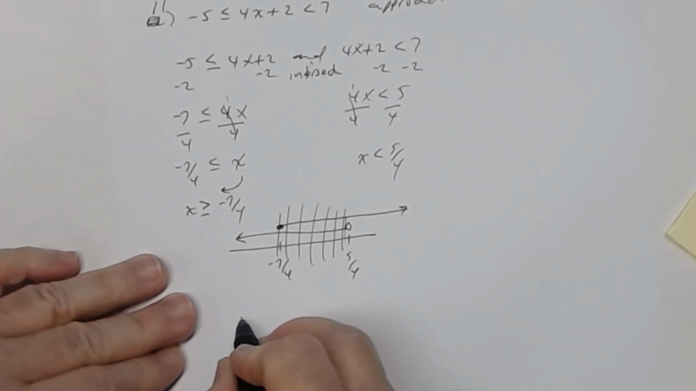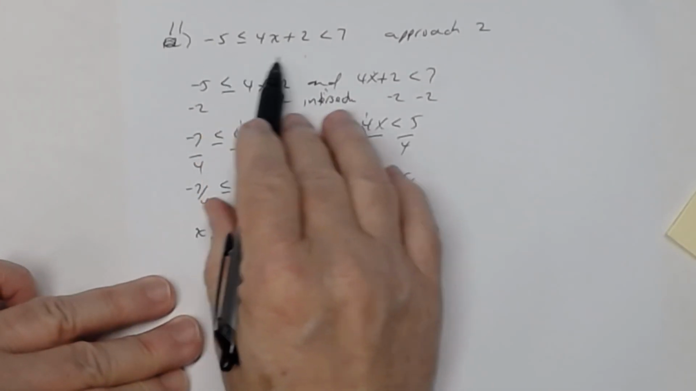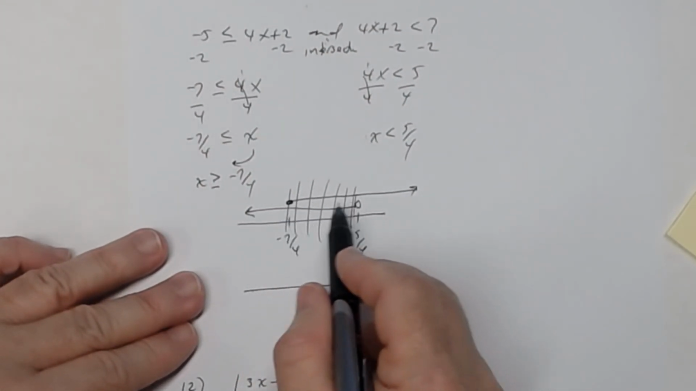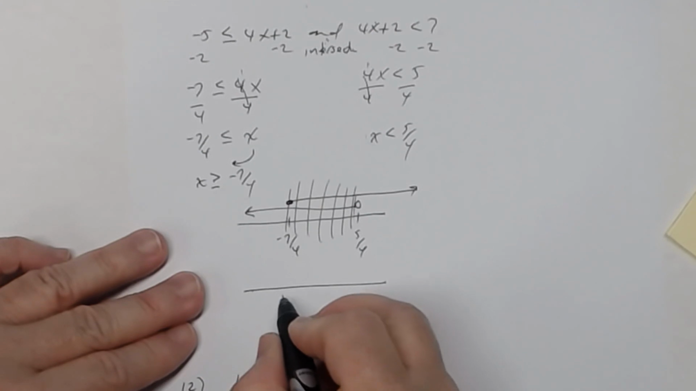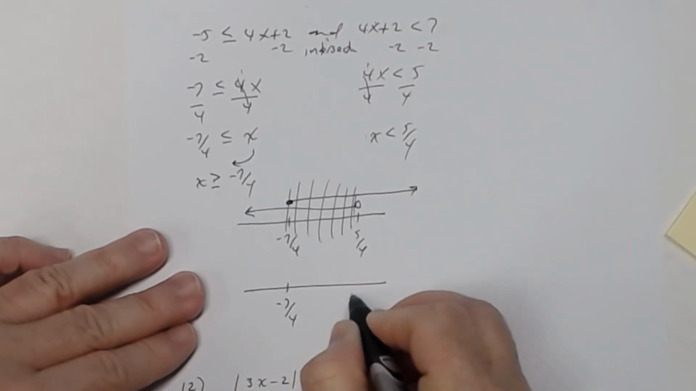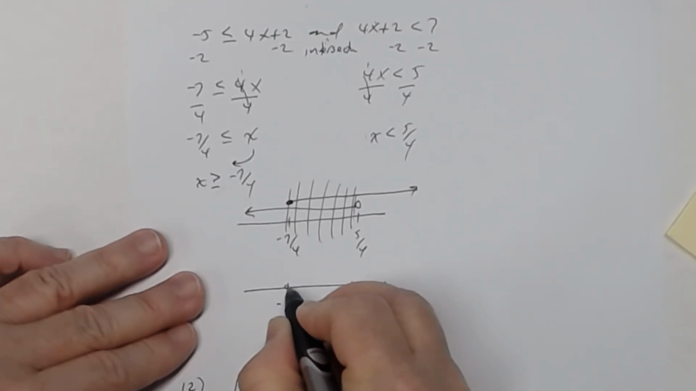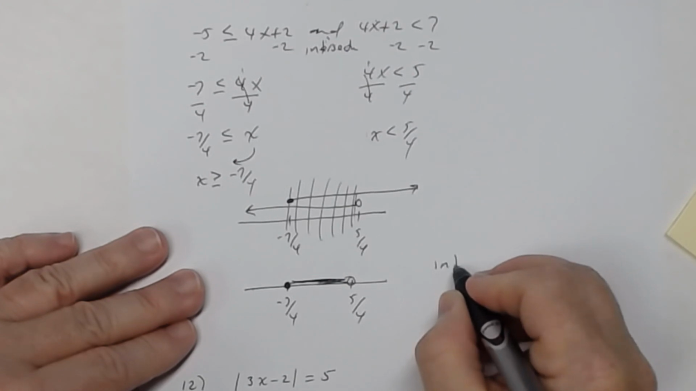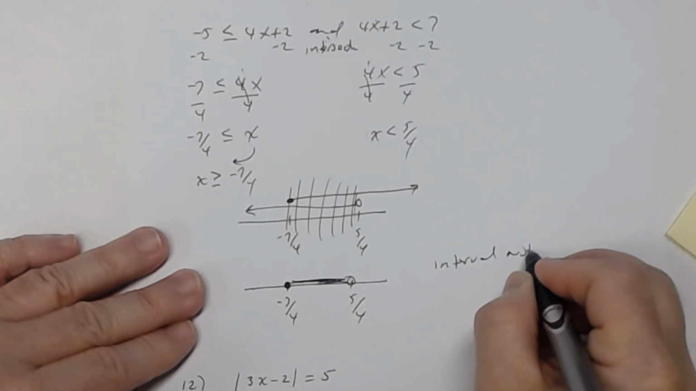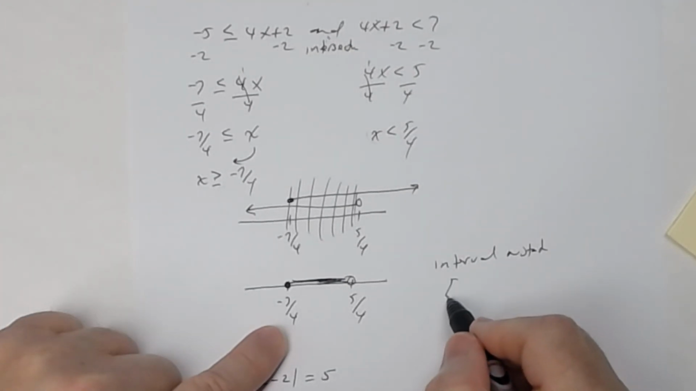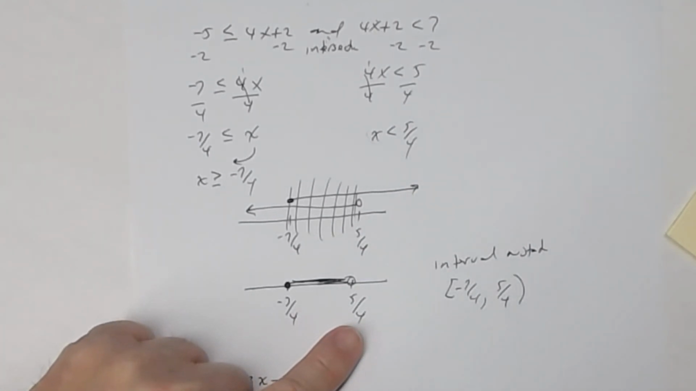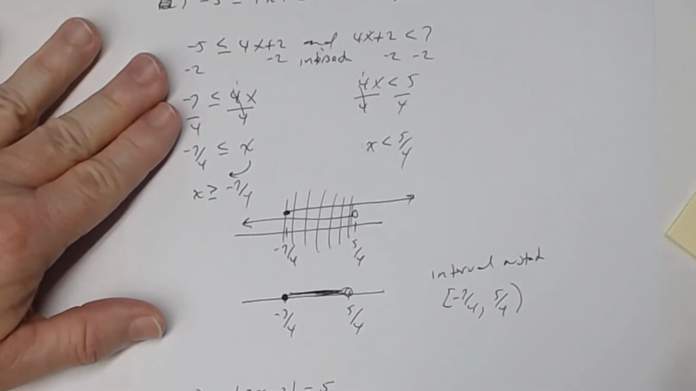So that means then that the solution to the original compound inequality is where those two graphs overlap, where they intersect. So they intersect from negative 7/4 to 5/4. Closed circle, open circle, everything between. And so now you can write your interval notation. And so your interval notation is going to be from bracket negative 7/4 all the way to 5/4 with a parenthesis. All right, so that was the second approach.